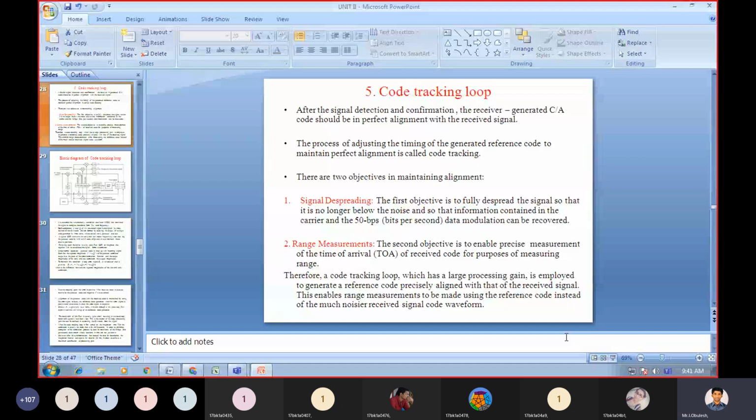This enables ranging measurements to be made using the reference code instead of the much noisier received signal code waveform.